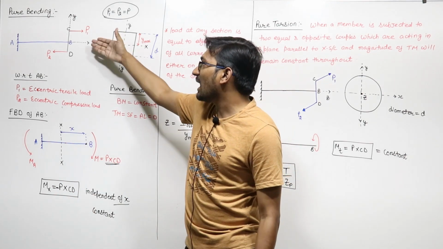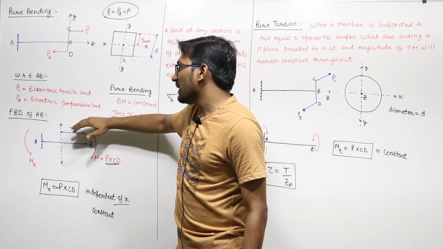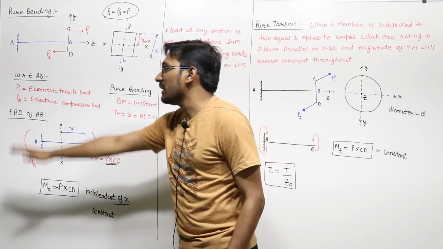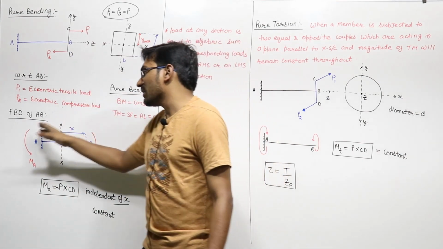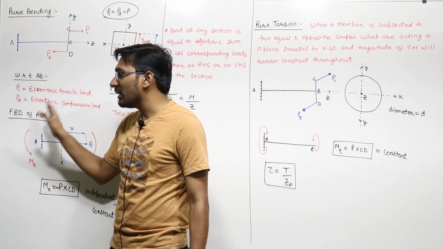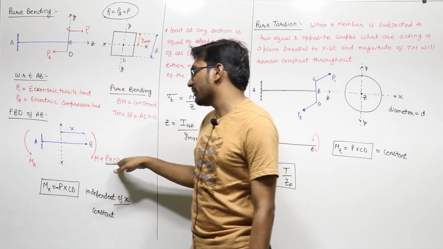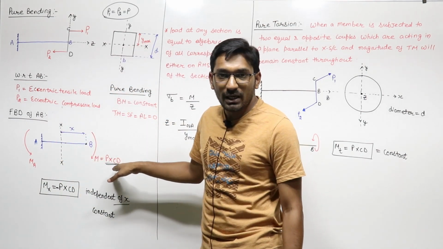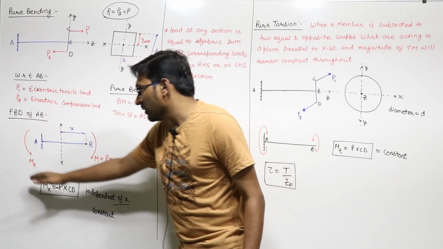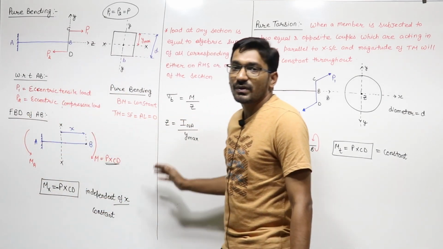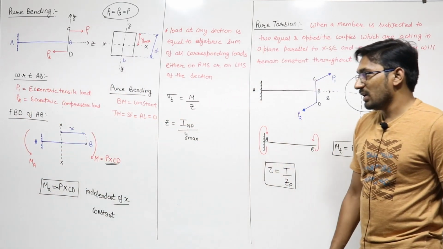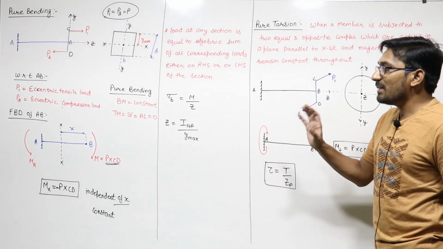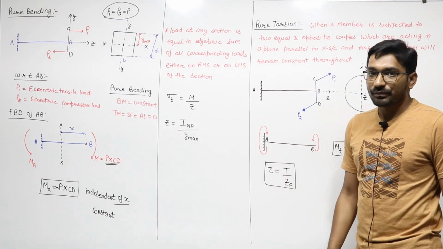If this bending couple, that is P1 into CD, will bend the beam AB in clockwise direction, then the reaction on the fixed end will be the same magnitude of bending moment, that is P into CD, but in reverse direction, that is anti-clockwise direction. So this is the free body diagram of AB.